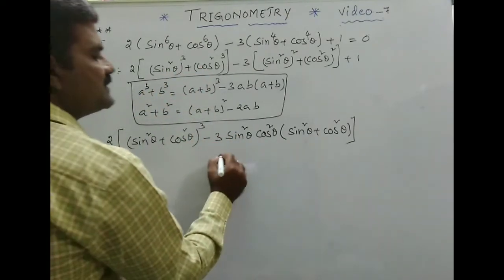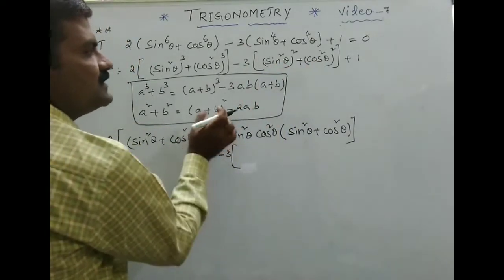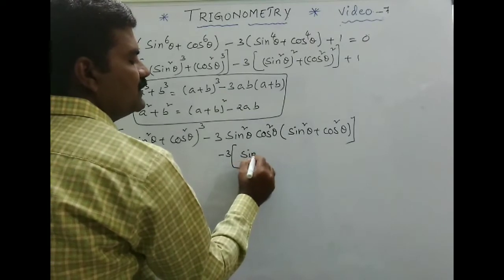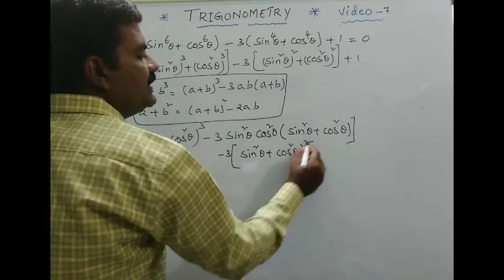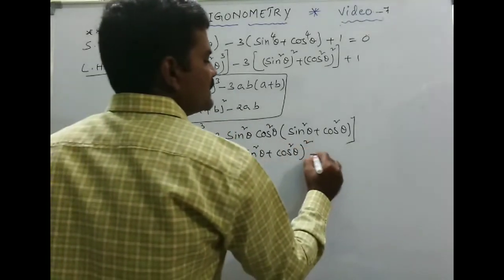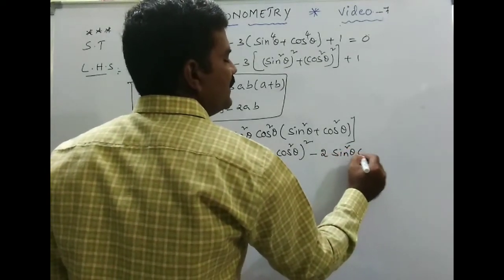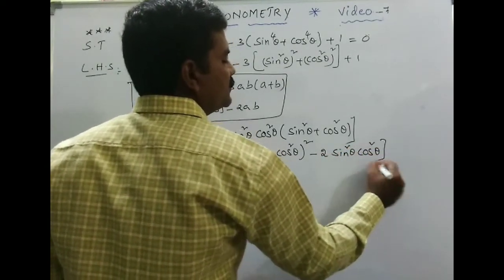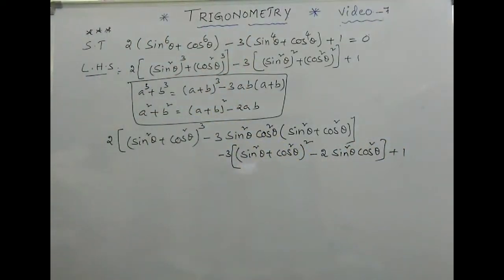Fine. Minus 3 into, so coming to the second bracket, the formula is a plus b whole square. That is sine square theta plus cos square theta entirely whole square, a plus b whole square, minus 2ab. That is 2 sine square theta into cos square theta. 2ab. Close the bracket and then plus 1. Can you guess what is the next step?